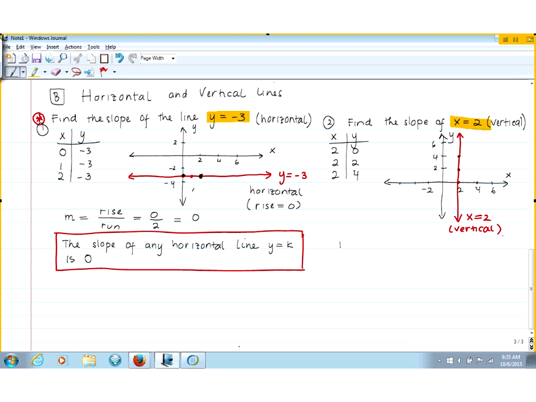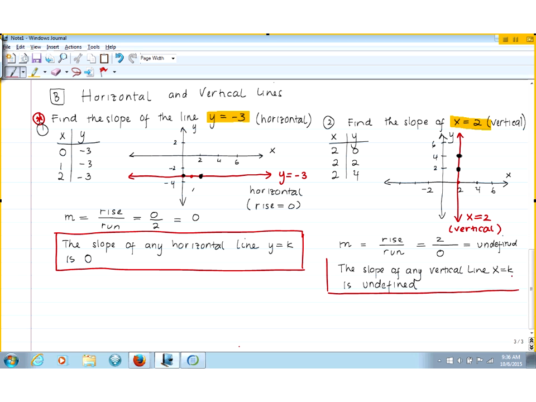So what is the slope of this line? Let's write down the slope. So m is rise over run. What is the rise here from this point to this point? 2. What is the run? 0. Does it go right or left? No. So the run is 0. What is 2 divided by 0? Undefined. Yes. So the slope of any vertical line x is equal to k is undefined.